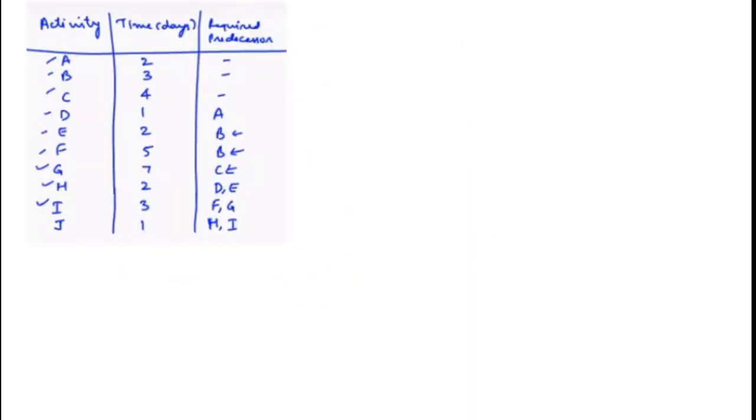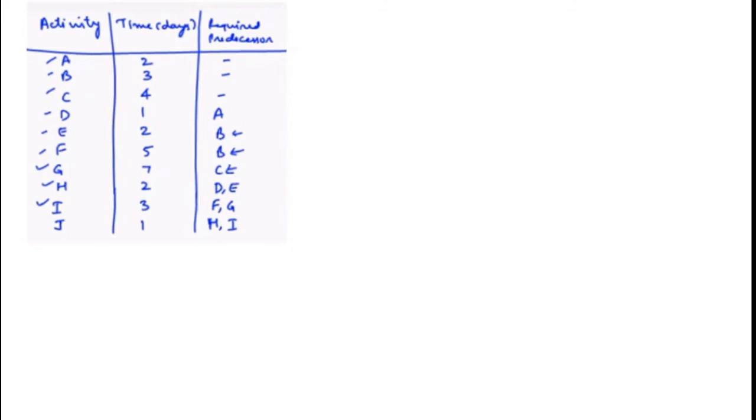Now let's take another example. This one is a little bit complex. It has activities A, B, C, D, E, F, G, H, I, J. It has also time given corresponding to each activity, and the required predecessors are also given. Before drawing the network diagram, first we see what are the predecessors for each activity, and accordingly we draw it.